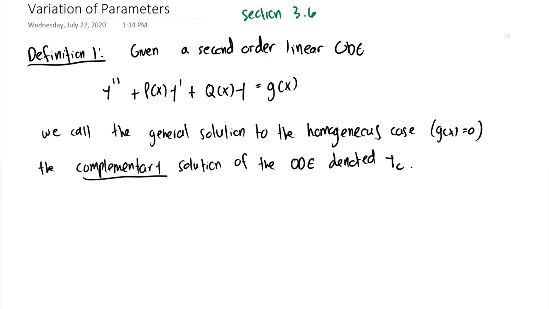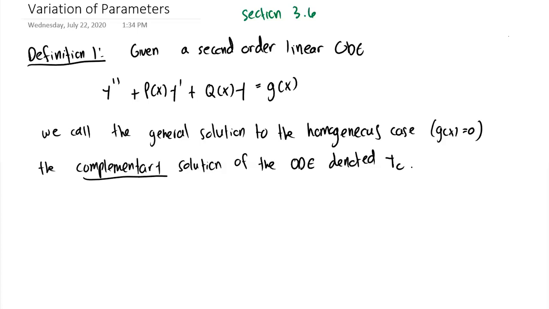Now, notice that I'm not requiring the coefficients to be constant. P of x and q of x could be expressions involving x. That's going to be fine. Everything that we're going to do here is going to work in the more general case where the coefficients are not necessarily constant. For our purposes, we're mostly only going to use it when the coefficients are constants, but if it works more generally, why not just derive the formula more generally?